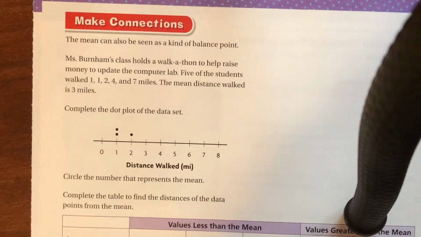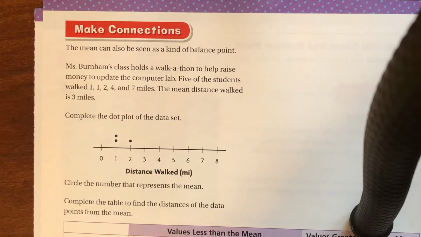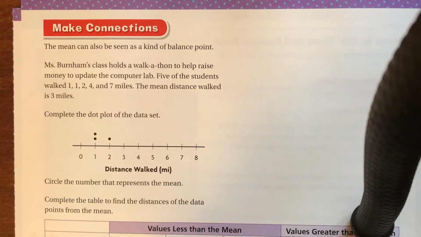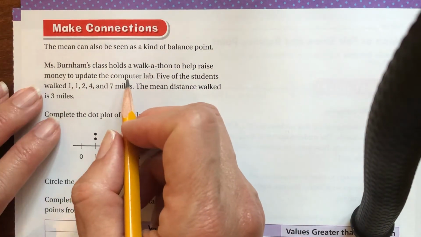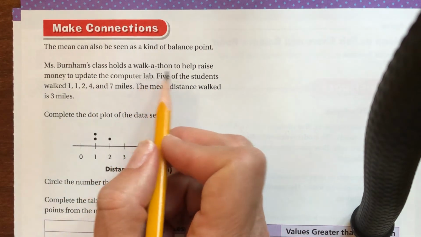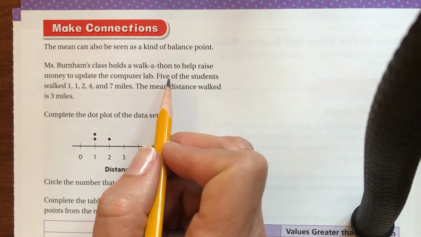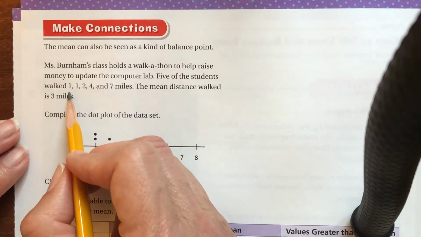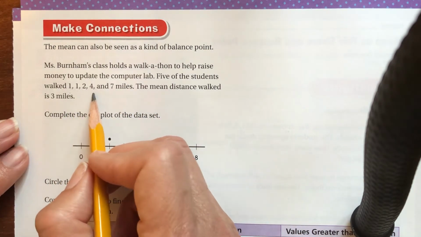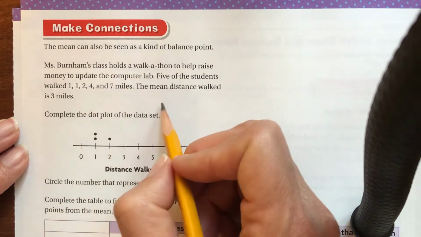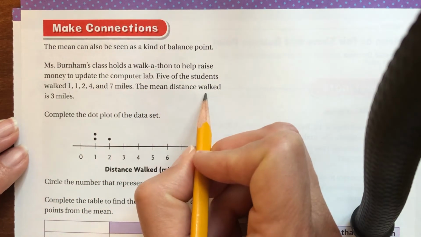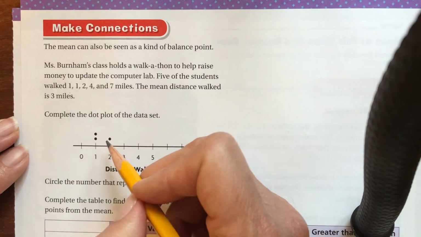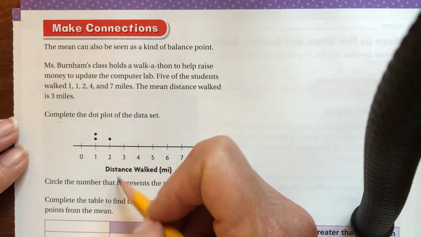The mean can also be seen as a kind of balance point. Mrs. Burnham's class holds a walkathon to help raise money to update the computer lab. 5 of the students walked 1, 1, 2, 4, and 7 miles. The mean distance walked is 3 miles. So complete the dot plot for the data.